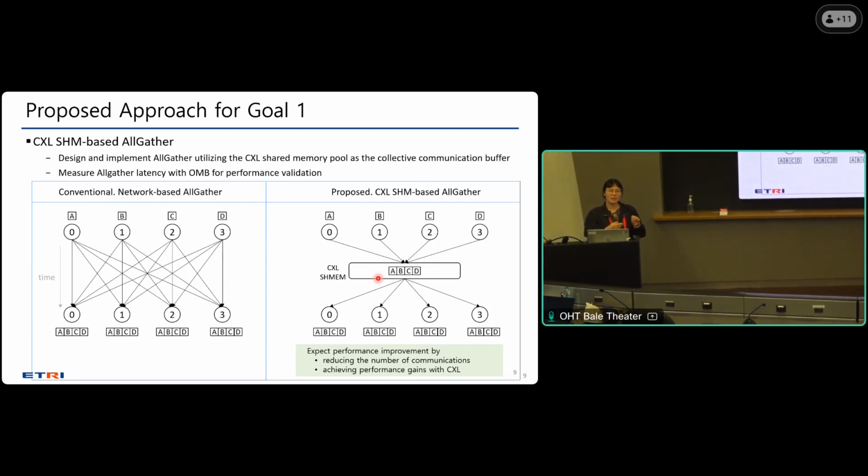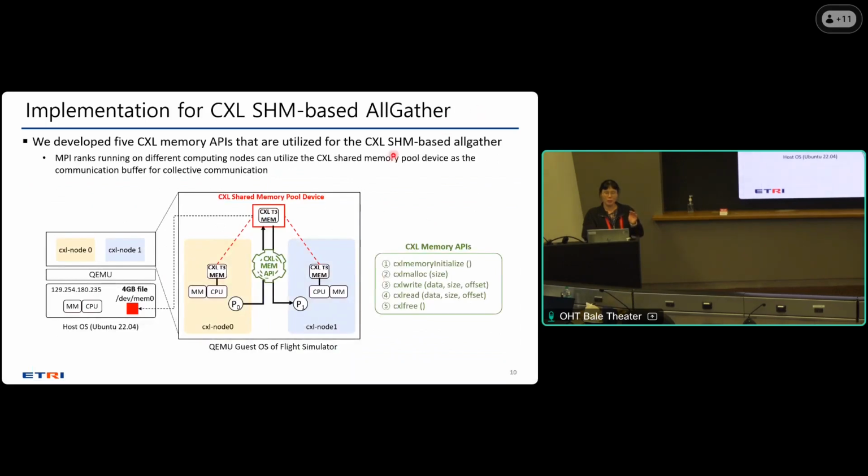Currently, we set up the capacity of the CXL memory pool device as 32 gigabytes. So it's very enough for the benchmark.